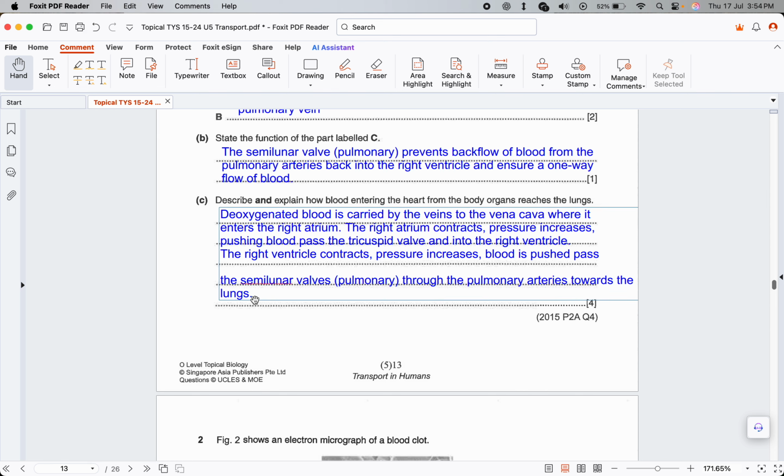Okay, so where are the marks? So assign the marks here. 1 mark here, 1 mark here, 1 mark here, and then I believe that should be 1 mark around here also.